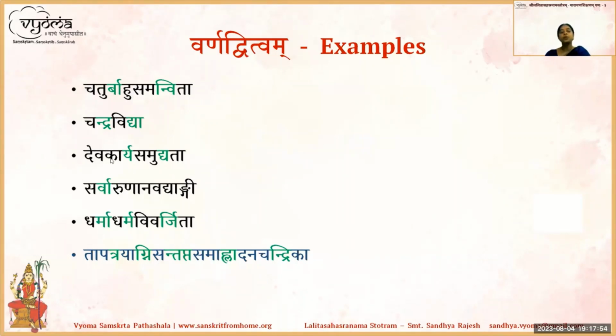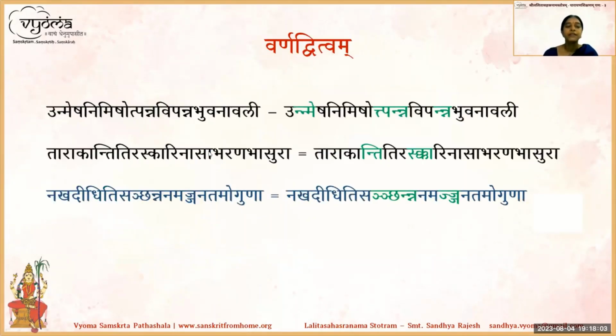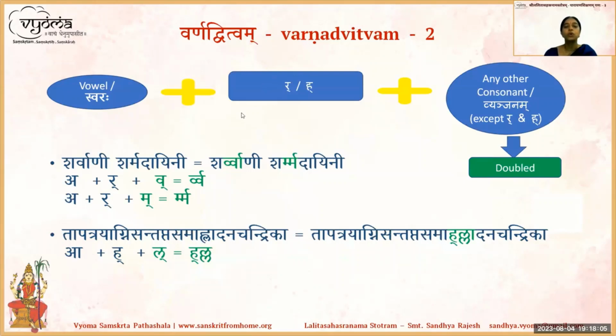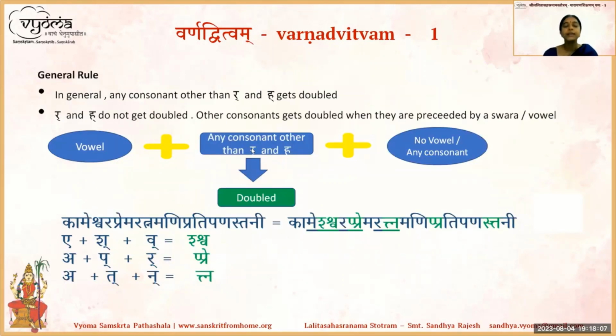So the general rule is that varnadvitvam happens on the compound letters, that is, the samyuktakshara. Whenever there is a vowel or a swara followed by any consonant apart from r and h, and followed by either no swara or any other vyanjanakshara, then the consonant which comes first will get doubled up.